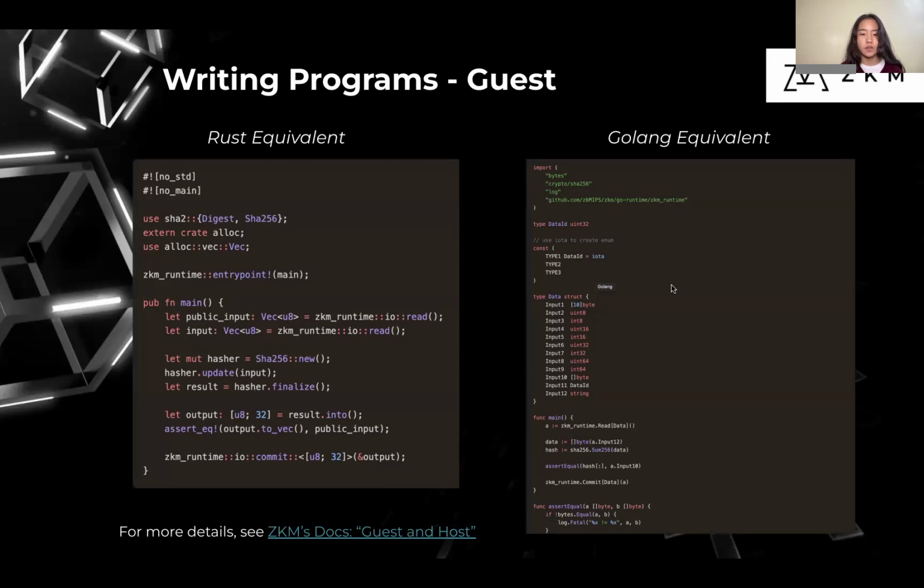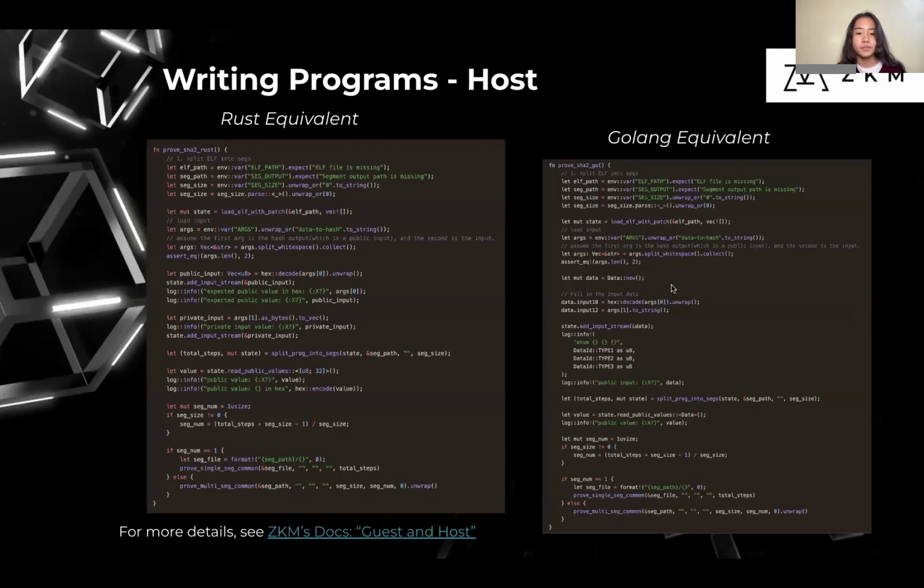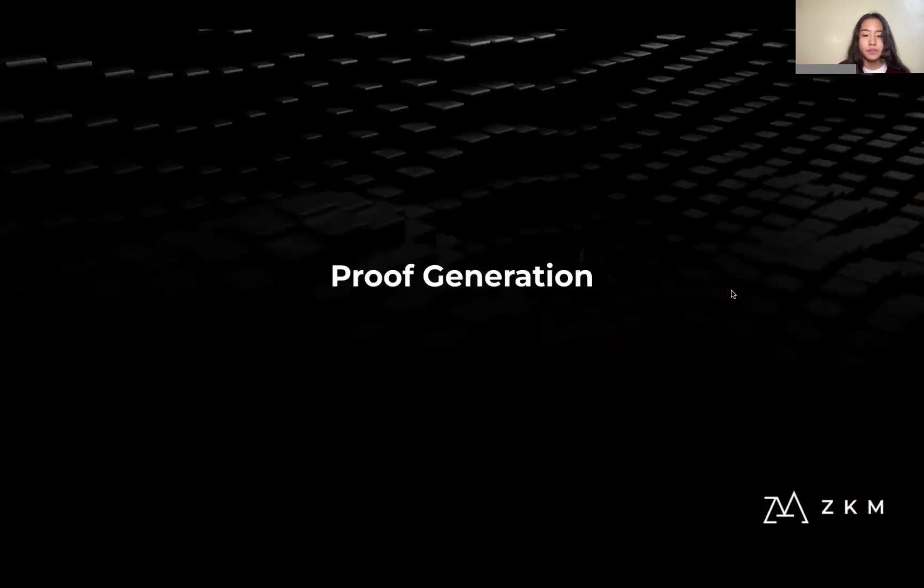And on the right side here, this is the equivalent guest program written in Golang. And then here we have our equivalent host programs. So in our first section here, we're splitting our ELF into segments, and then we're loading our inputs, evaluating the private inputs and also the public journal outputs from the guest. And then here is our Golang equivalent as well. So these are the programs that we'll be using for today's example, specifically the Golang version.